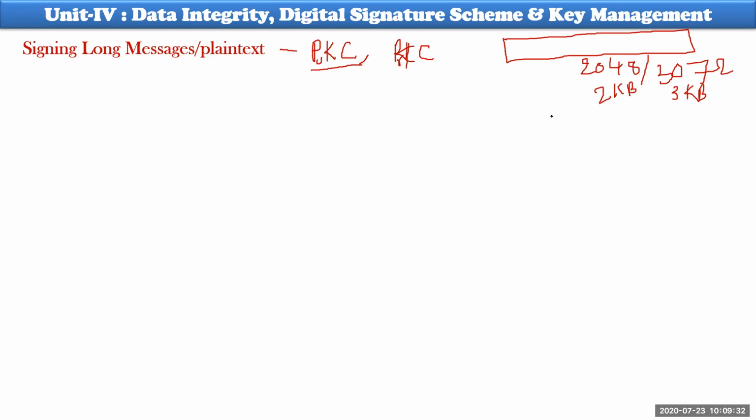If your message is more than this, for example, if I have 1 MB with me, then you have to prepare a huge number of blocks. Each block will be 2048 bits, 2 kilobytes, 2 kilobytes, and so on. You may have n blocks of 2 kilobytes to cover up to 1 MB.